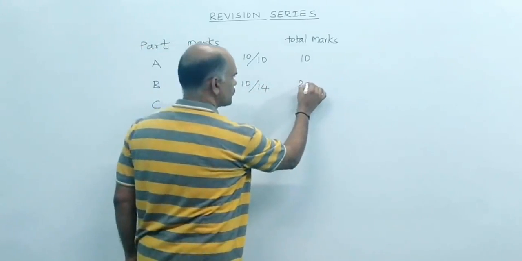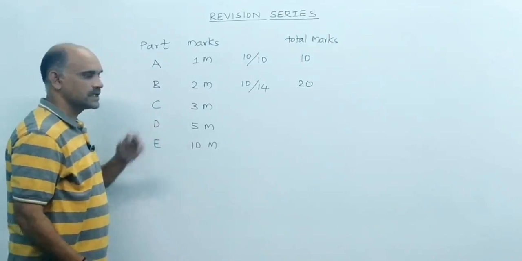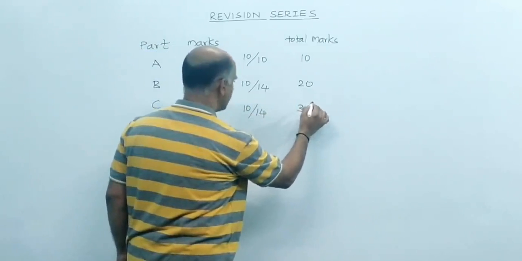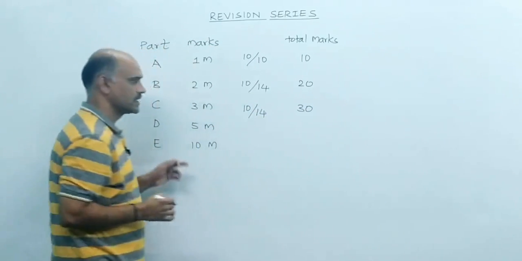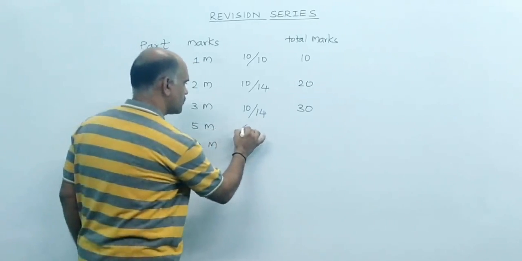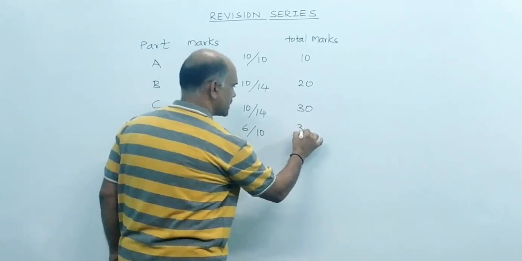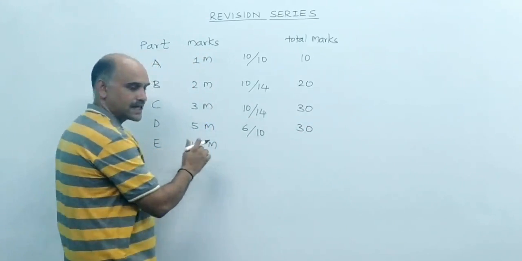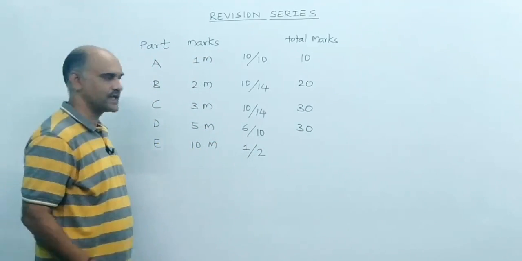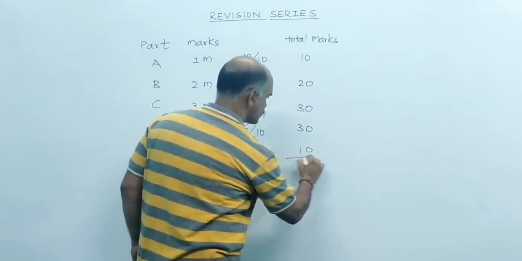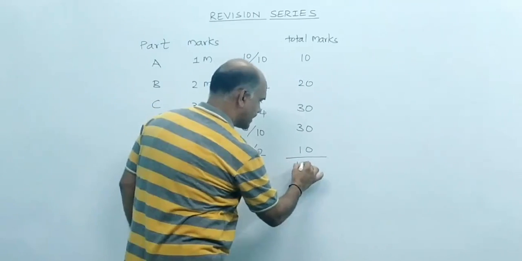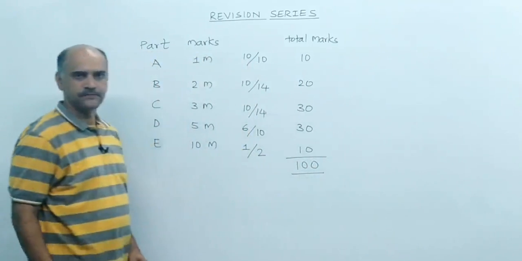So you will get around 20 marks. In 3 marks also you are required to answer 10 out of 14, so you will have 30 marks. In 5 marks questions there will be 10 out of which you are required to answer 6, so you will have 30 marks over here. Then 10 marks: 2 questions will be there, you are required to answer 1, so you will have 10 marks. So total will be 10, 20, 30, 30, 10, that is 100 marks.